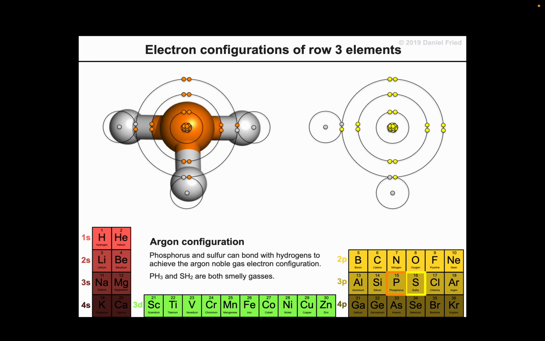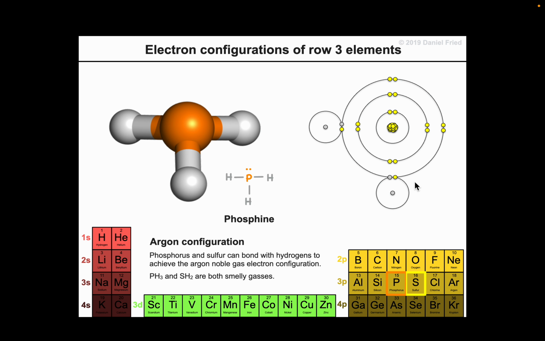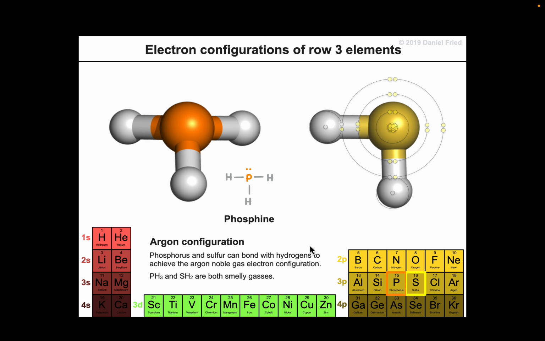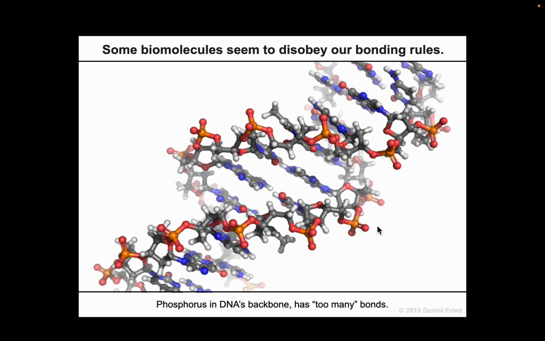H2S is pretty stinky. Yeah, when you hear people say sulfur is stinky, it's the hydrogen sulfide that's stinky, not the element itself. Phosphine and hydrogen sulfide, these are both smelly. Indeed, very smelly.